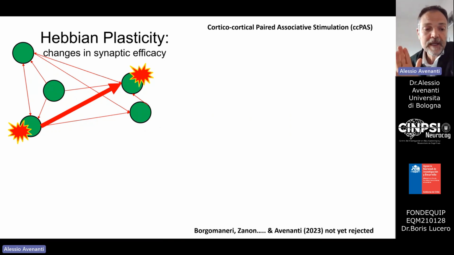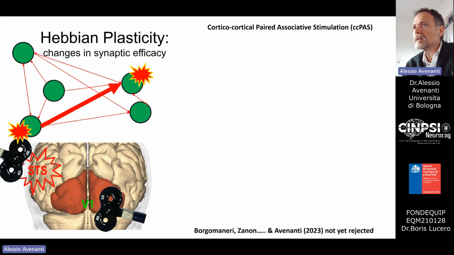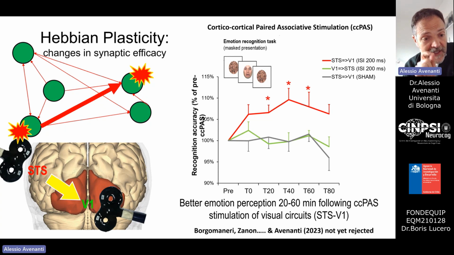We have recently published, or rather we now have, a Nature Communications paper, which is accepted in principle. We are just revising it with very minor revisions, showing that stimulation of STS to V1. The STS, the superior temporal sulcus, is a brain region involved in perceiving faces, particularly face expressions, and enhancing the communication between this face region in the superior temporal sulcus and V1 made participants better at discriminating emotional faces. So, for example, here discriminating between a joyful expression or a fearful expression.